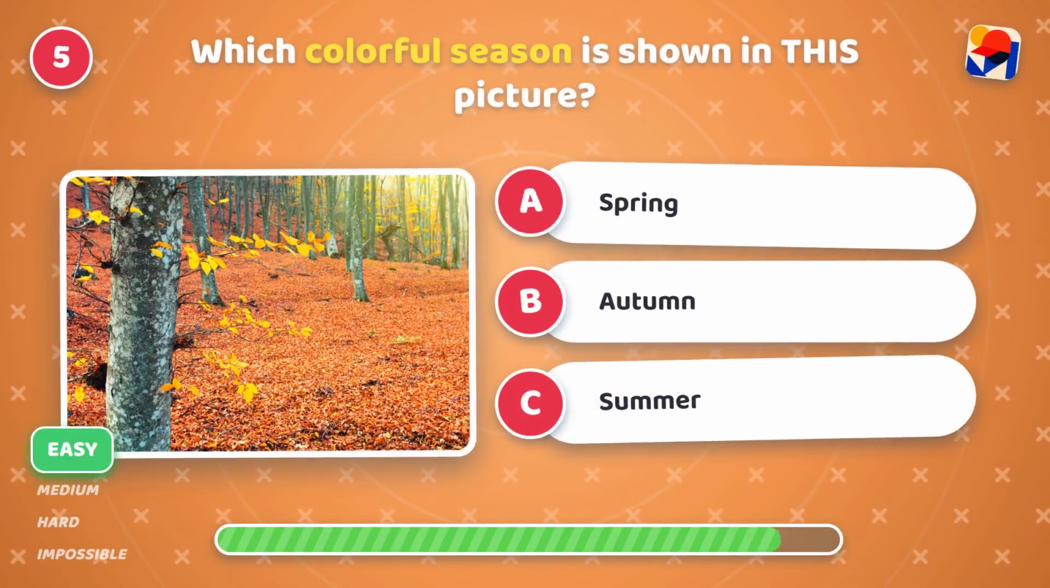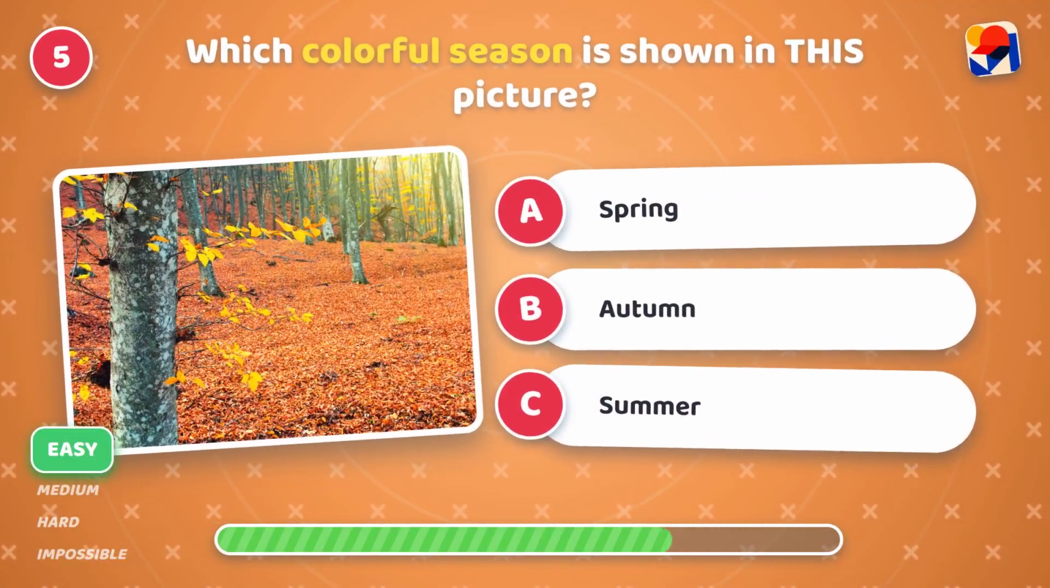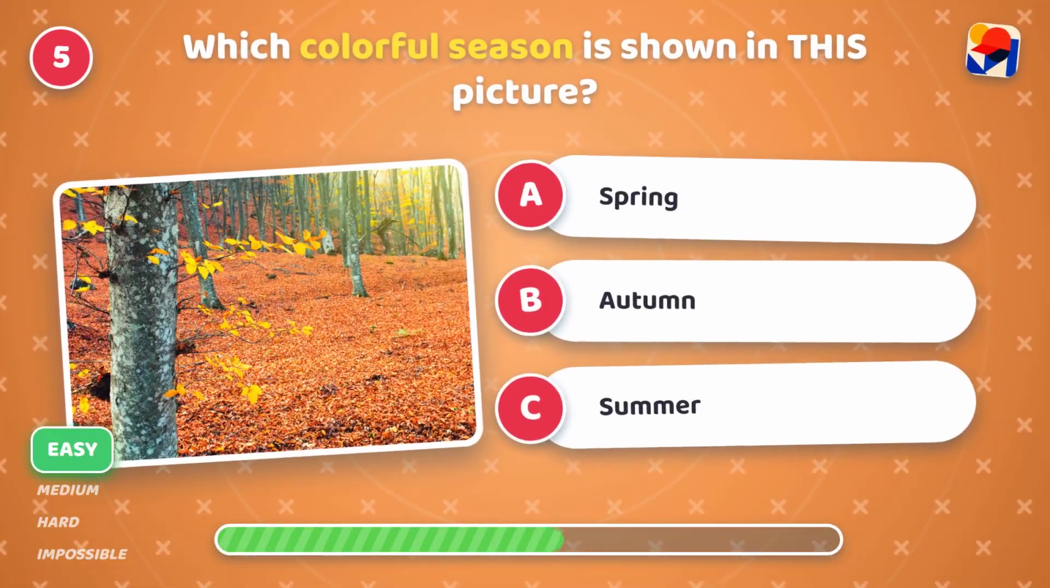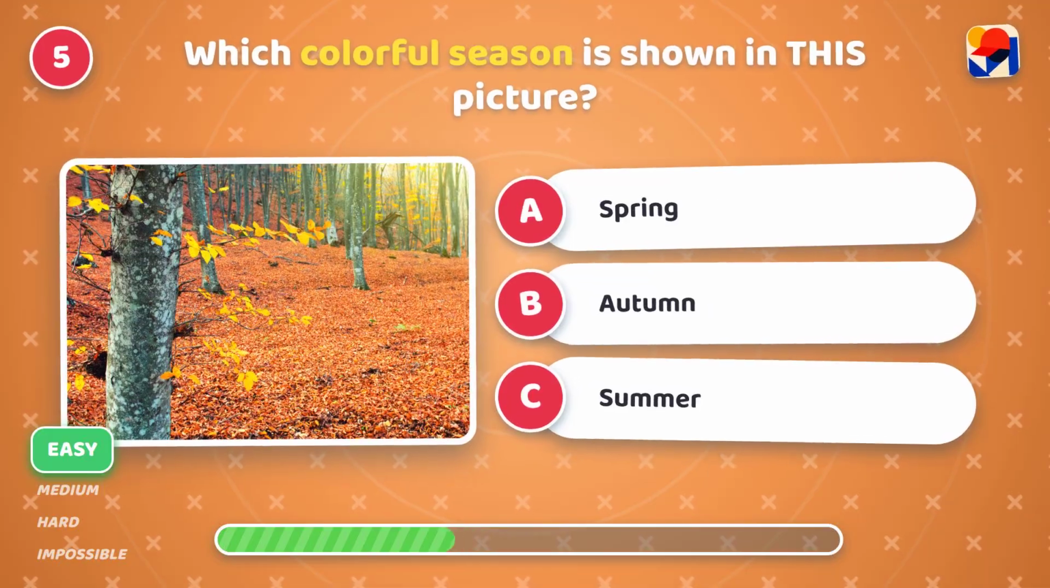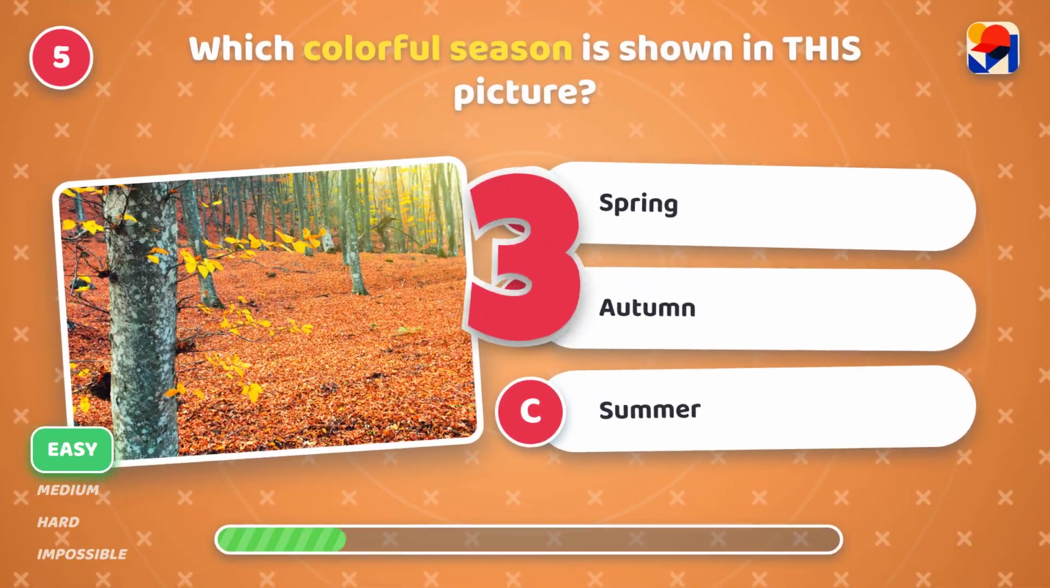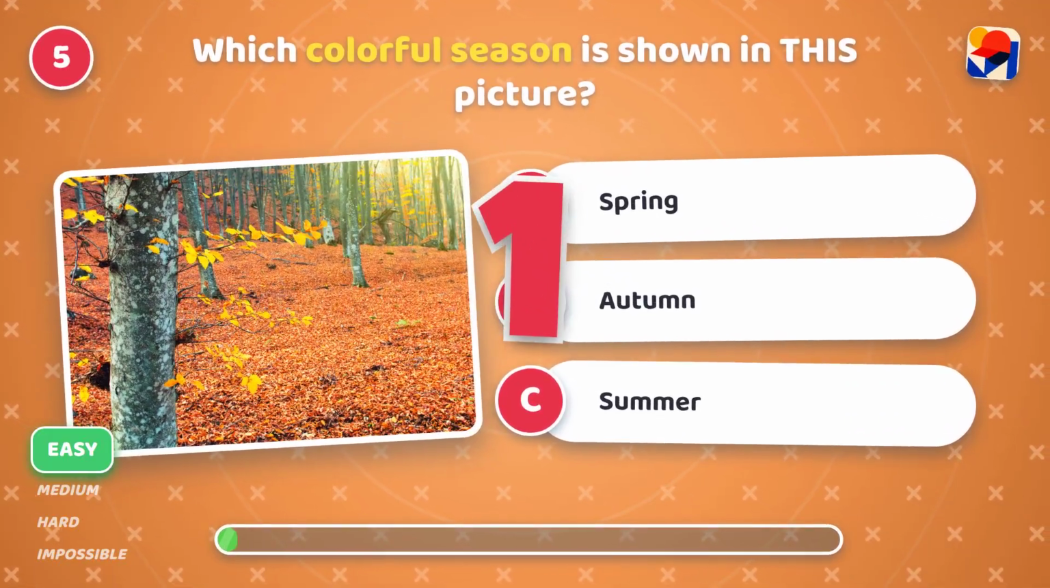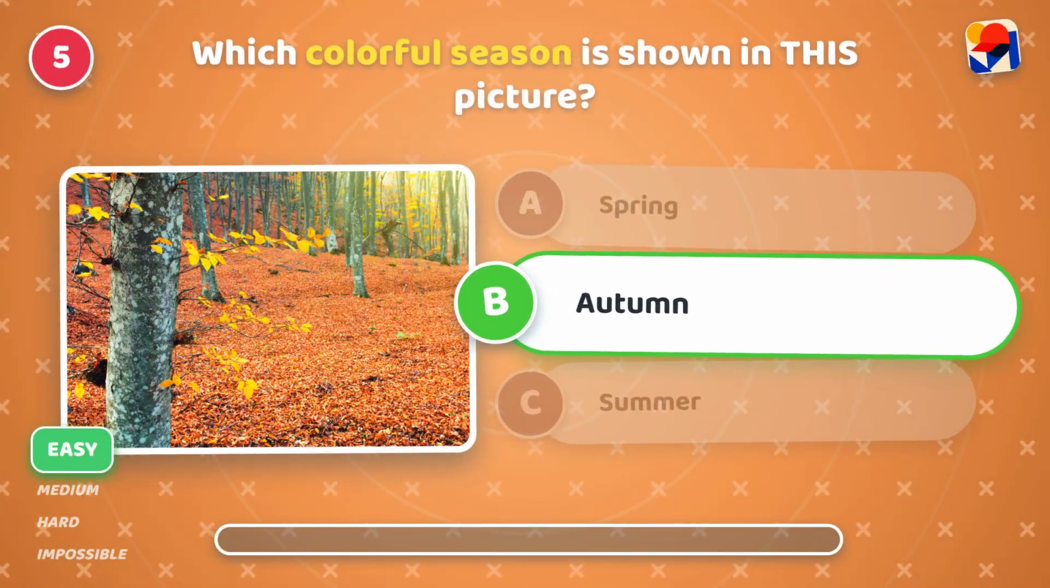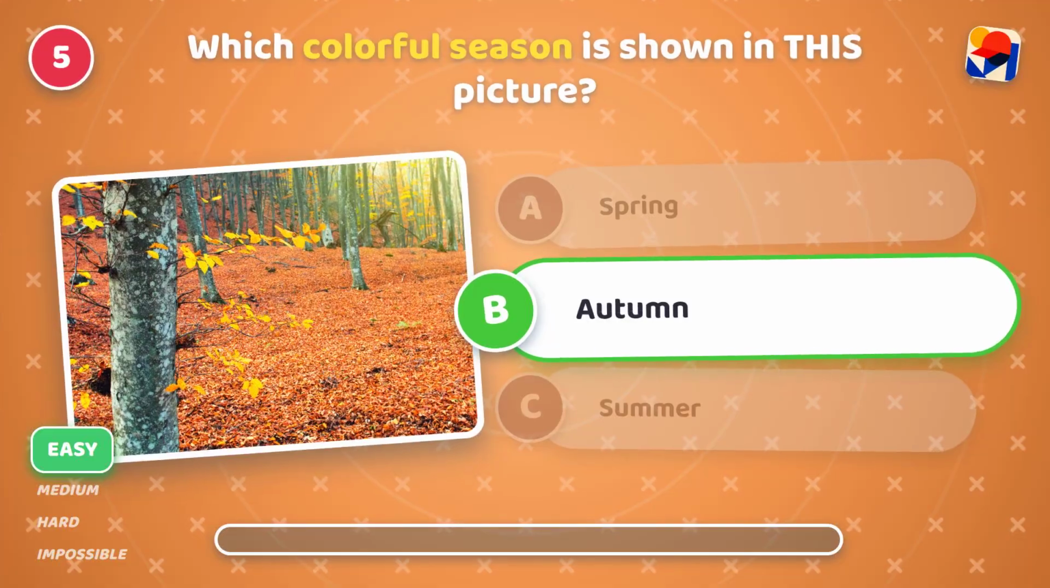Which colorful season is shown in this picture? Is it A, spring, B, autumn, or C, summer? It's B, autumn. Leaves turn colors and drop from trees.